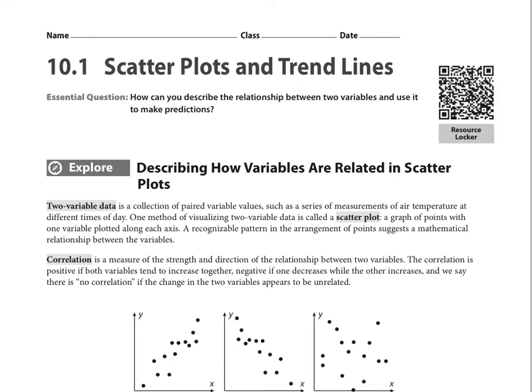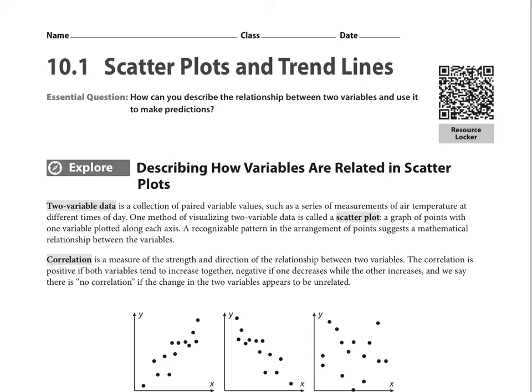The essential question is, how can you describe the relationship between two variables and use it to make predictions? Now, in real life, when we compare two things, two variables, they're not always going to be in this perfect linear relationship that we've been dealing with. Sometimes you're going to see that these points do not lie on a straight line. It's going to look like a messy graph to us, and that's a little bit more realistic, something that we deal with. And when we have that, we can actually still make them into a linear model, as you're going to see here in a few moments.